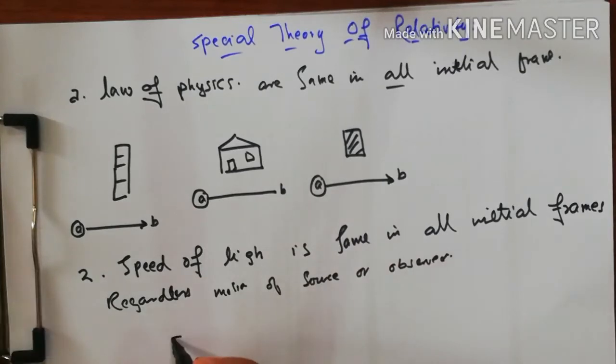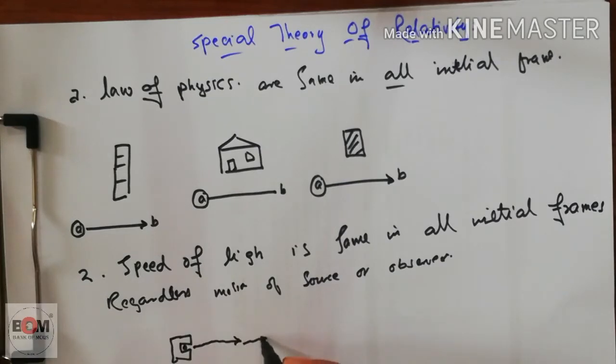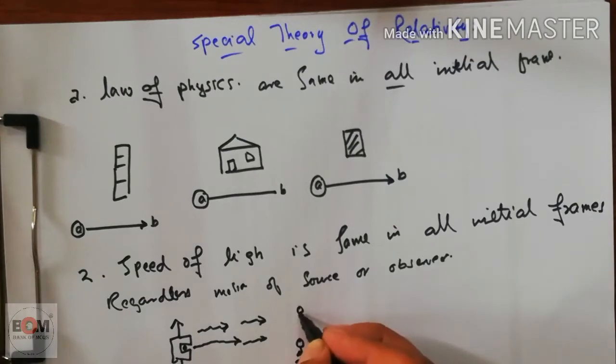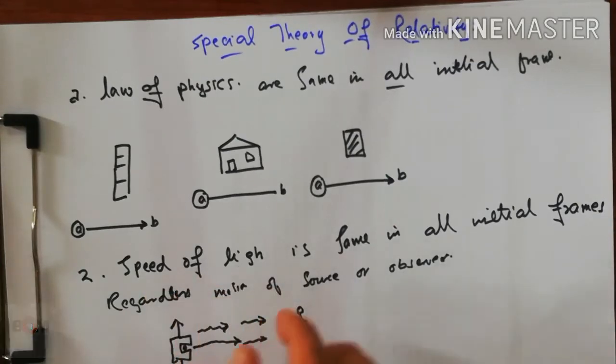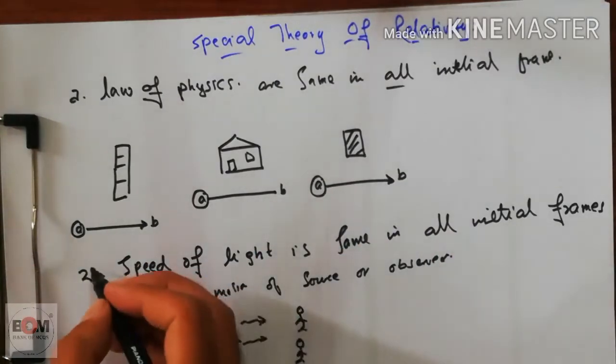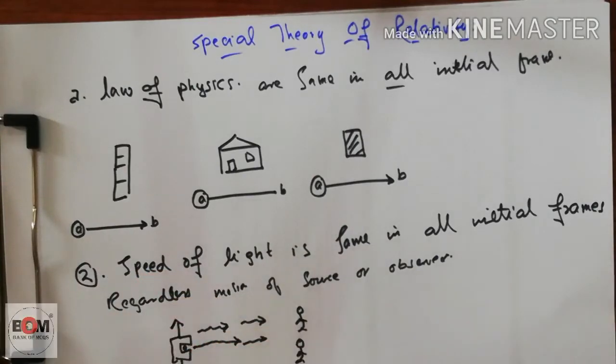For example, if this is the source producing light, the speed of light is produced from the source. If this body is moving or not moving, the light will move with its constant speed, 3 multiplied by 10 raised to the power 8. Or if the observer is moving, at this position or this, the speed of light will not be affected, it will be constant regardless of the motion of source or observer. This second postulate just shows us that the speed of light is constant and doesn't depend on source or observer.